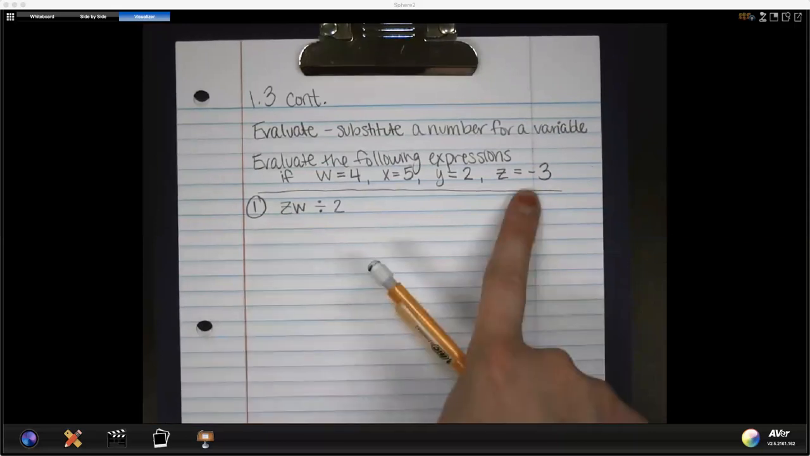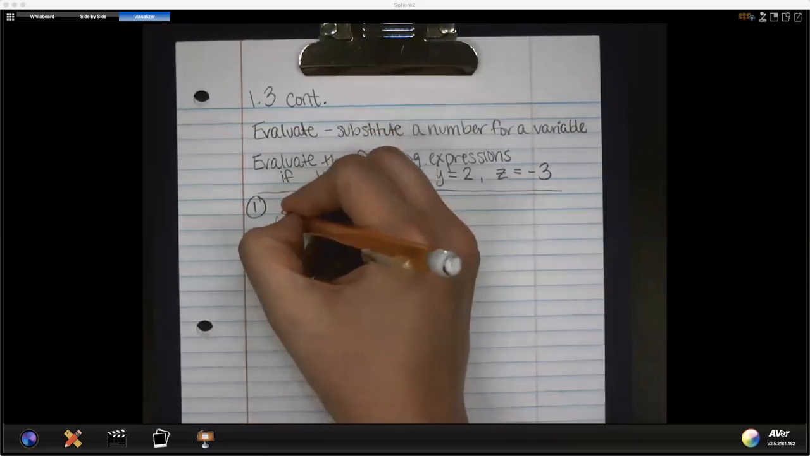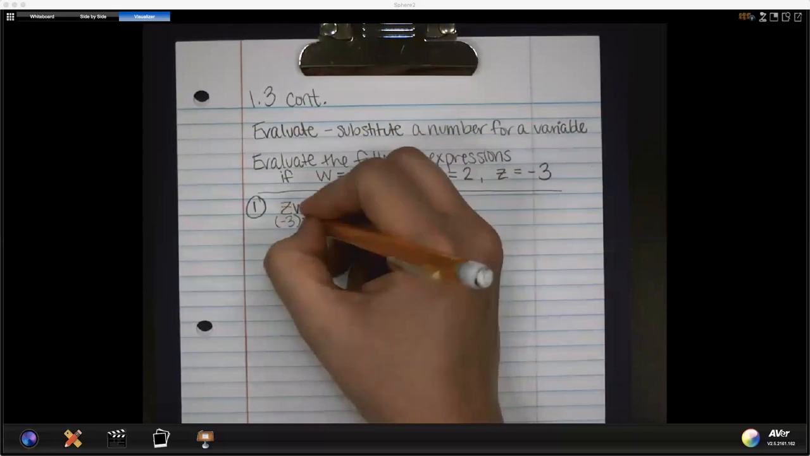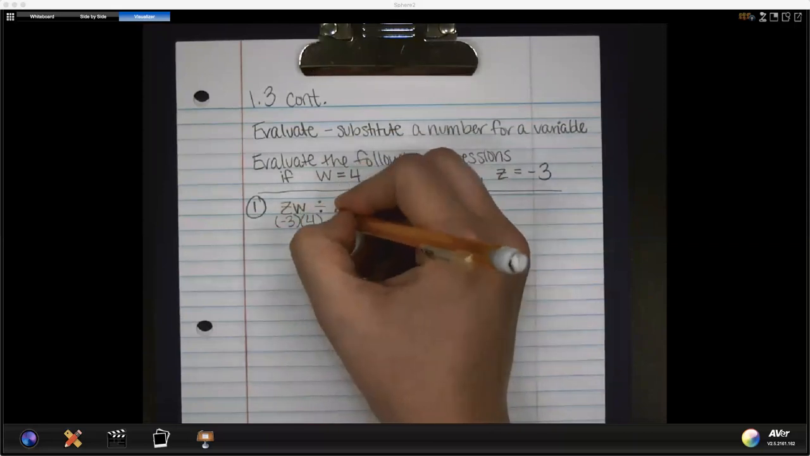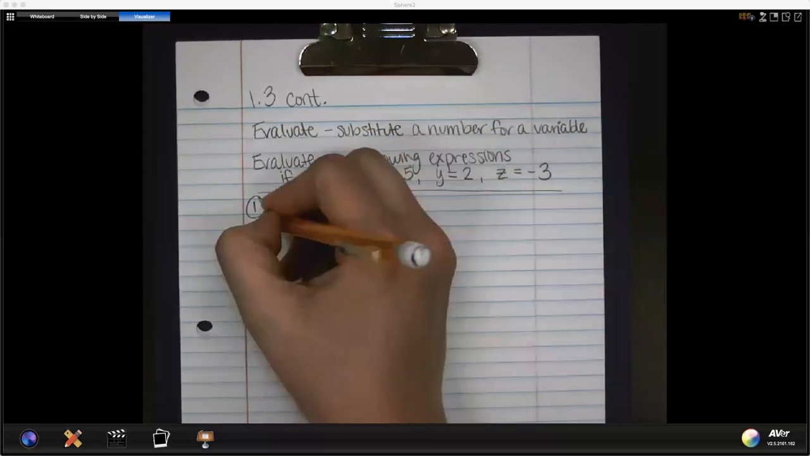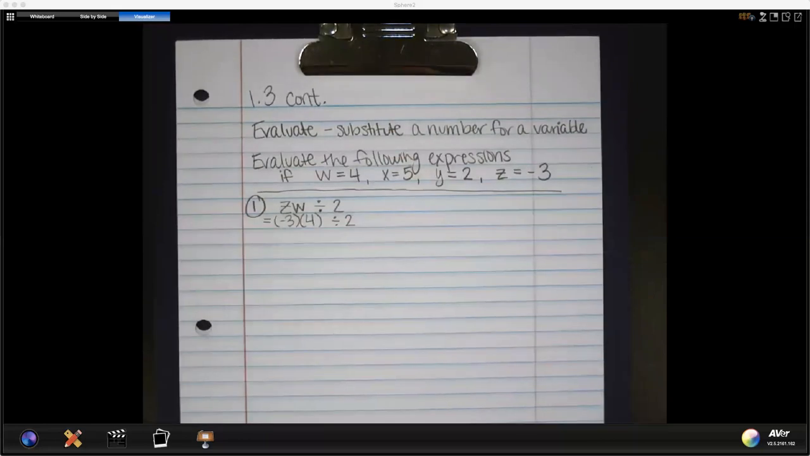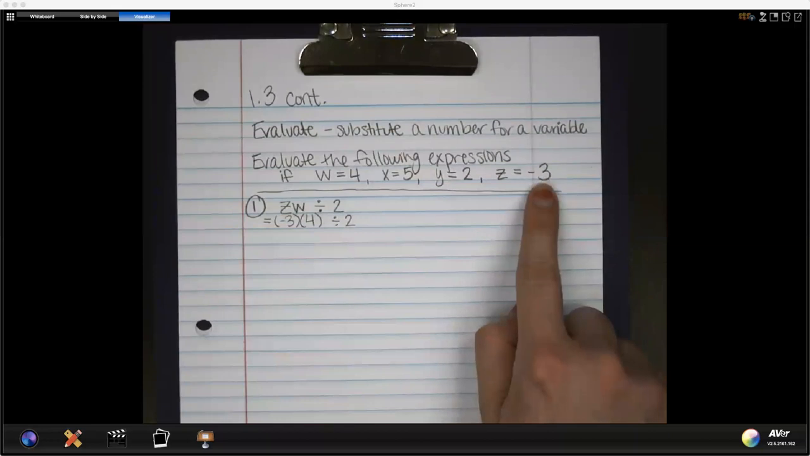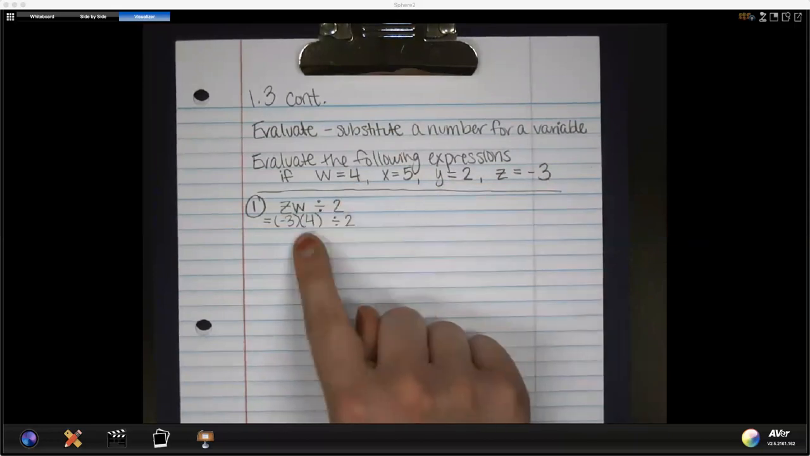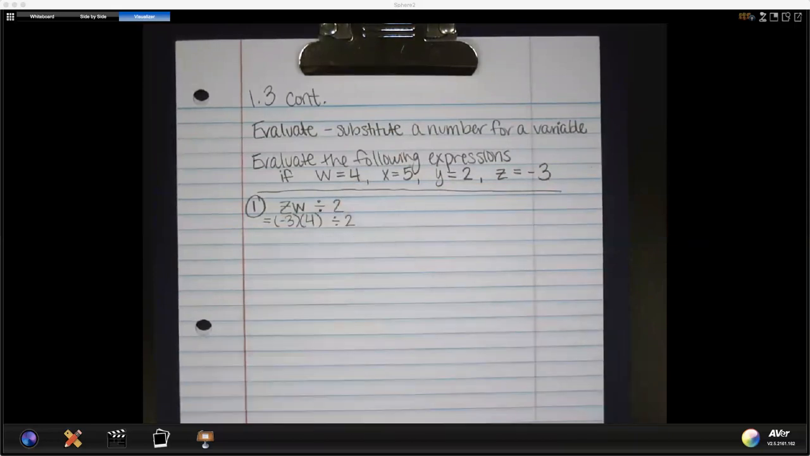So Z is -3, and W is 4. And then 2 will just stay the same. Again, Z was -3, W was 4, and then the divided by 2 will stay the same.